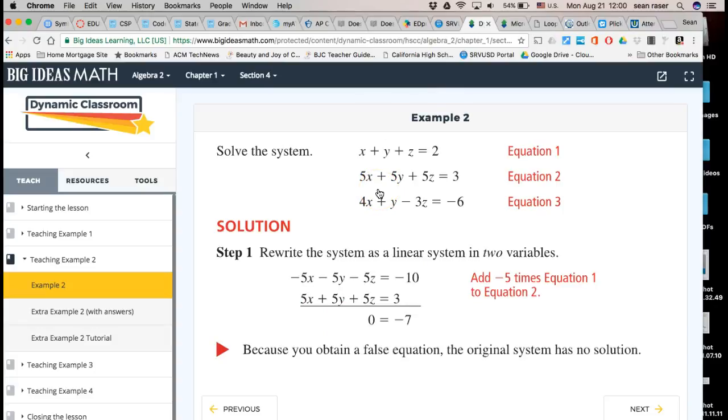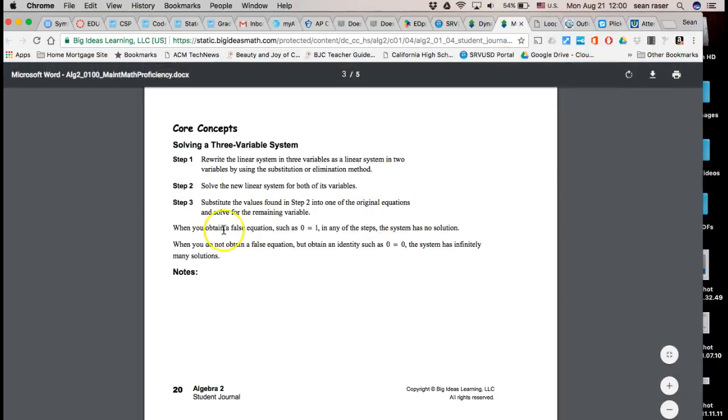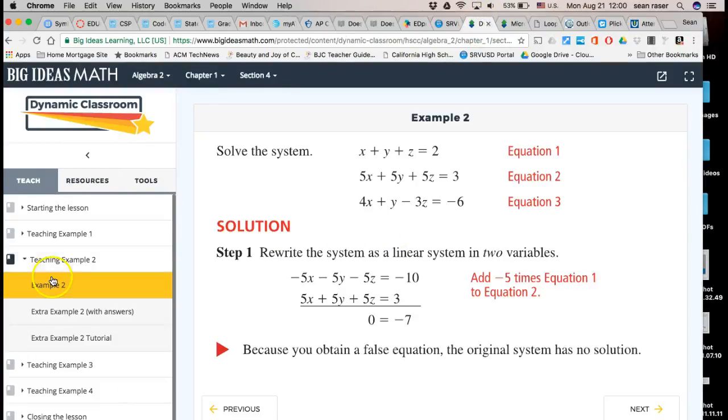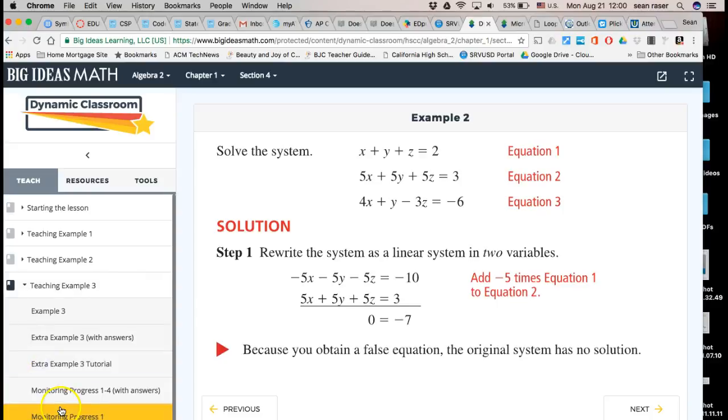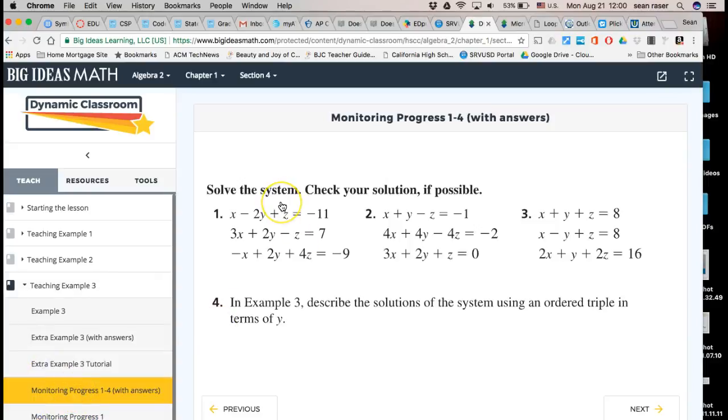When that happens, you just type that out: no solution. There's nothing else to be done right here. You've gotten as far as you're going to get, and there's no solution. So keep that in mind. Also, remember, if you obtain an identity, there are infinitely many solutions. So right now, I want you to go ahead and do the first problem right here and write it in the text box that pops up now.